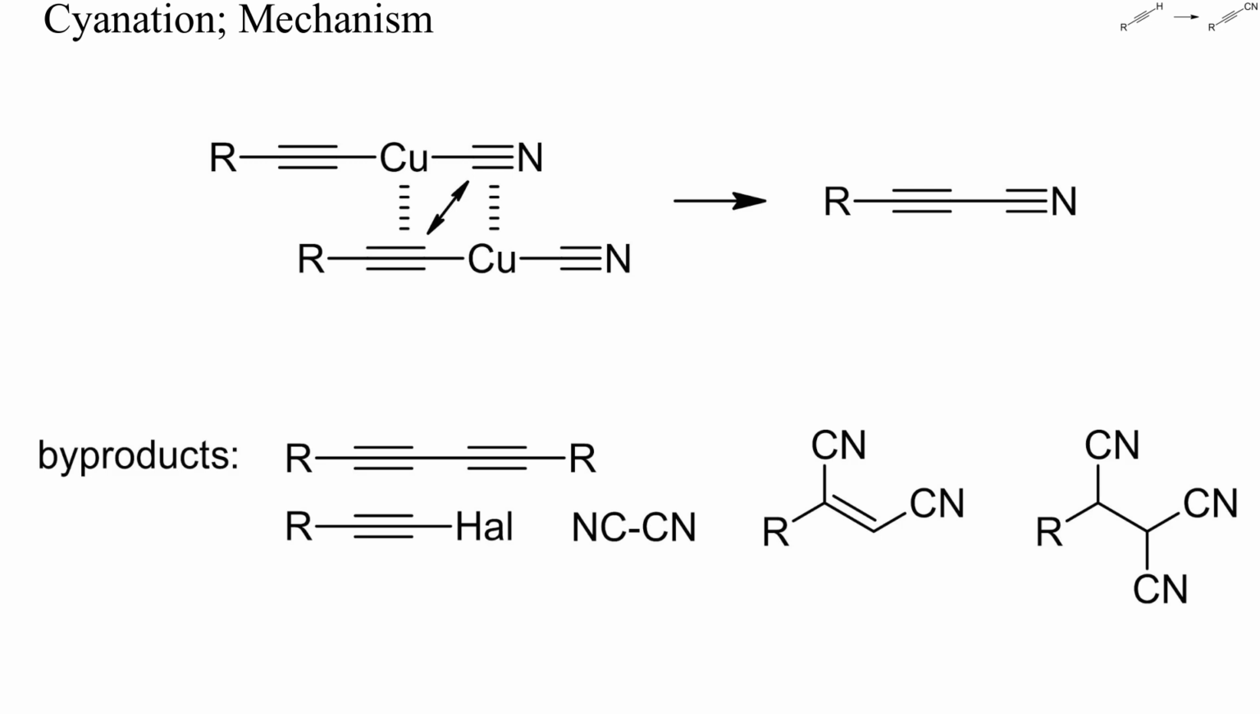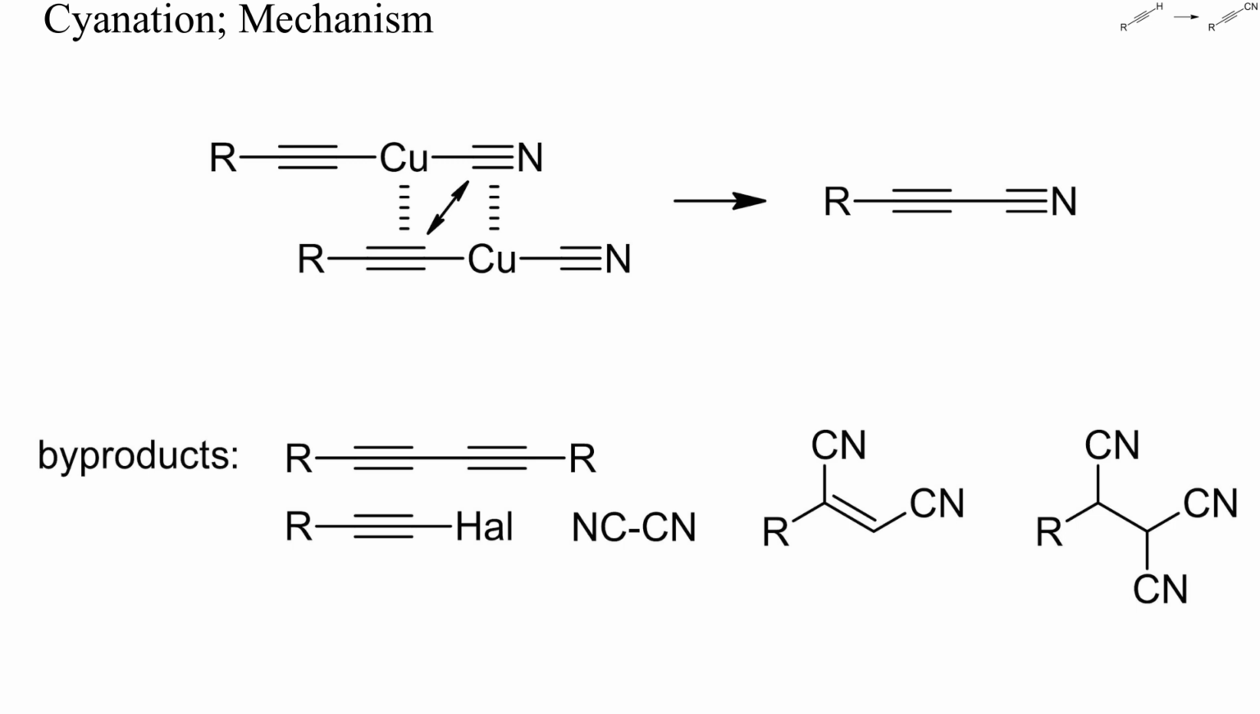Potential byproducts include diynes, halogenated alkynes, cyanogen, and the addition products of cyanide to cyanoalkynes. The latter will be formed if the excess of cyanide is too large, the former if too much copper-2 and too little cyanide was used.